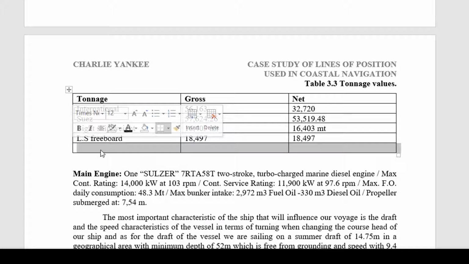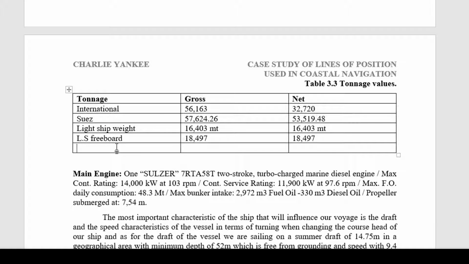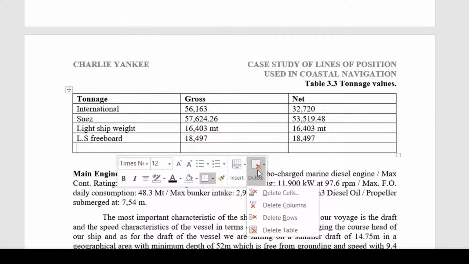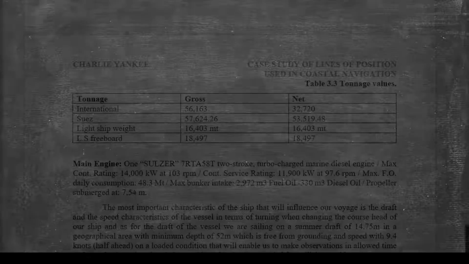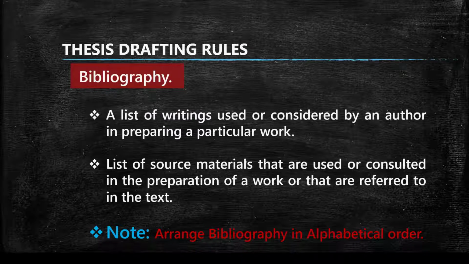If you want to add a new row, you can just click the cross there, or you delete it if you don't want to add any more rows. So that is all for the tables. Now we are going to do the bibliography.